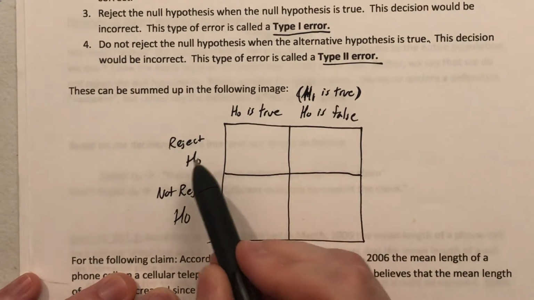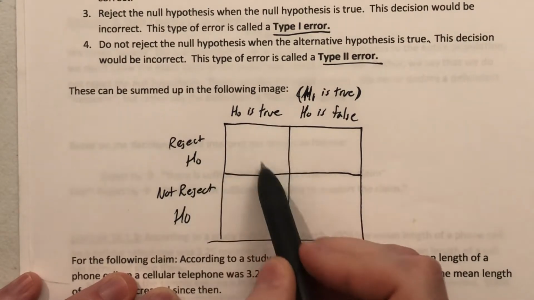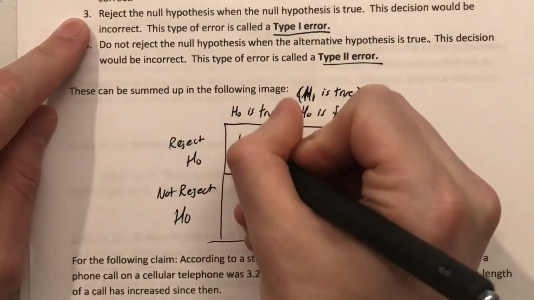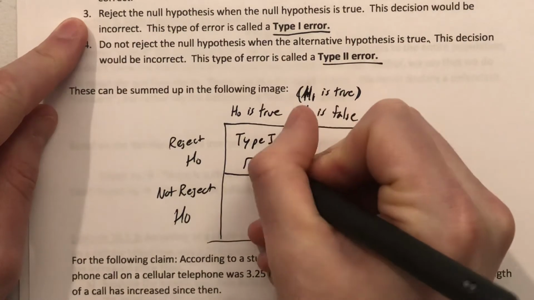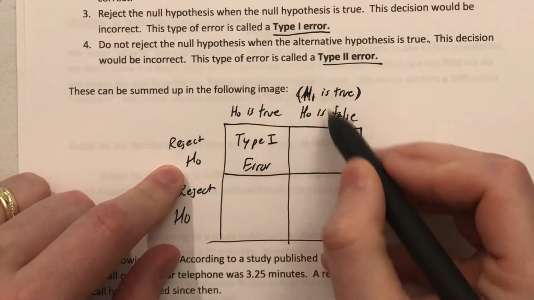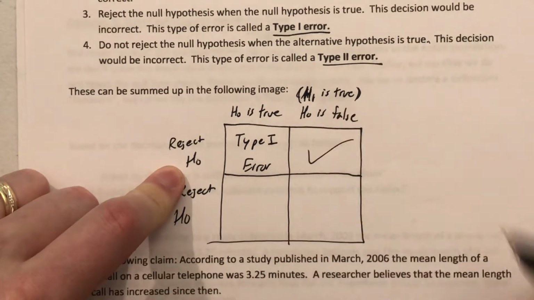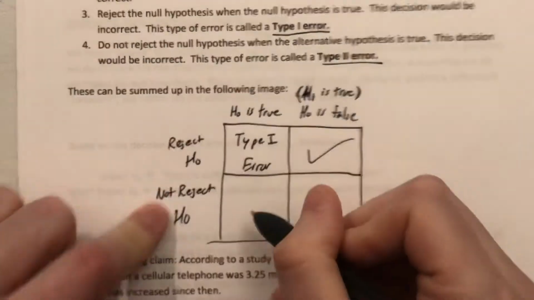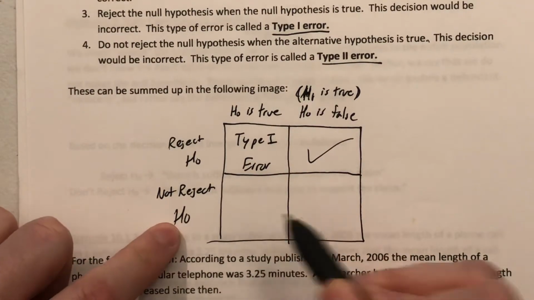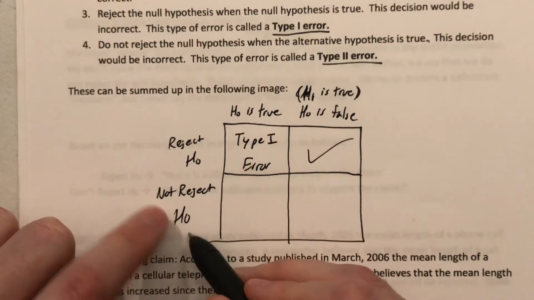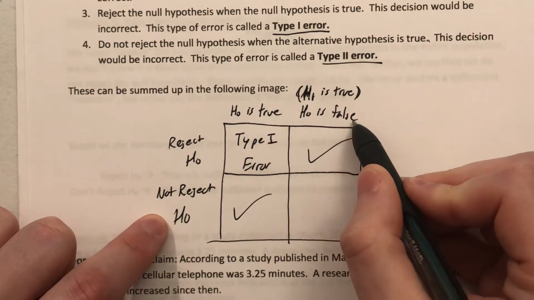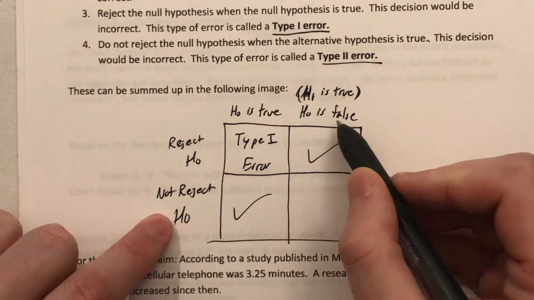So if you were to reject the null and it turns out to be true, that's like this third one up here, rejecting the null when it's actually correct. That is called, again, a type 1 error. We don't want to do that. But if you reject the null when it's actually a false statement, then you've done the right thing. Similarly, if you have a null hypothesis that's true and your test tells you to not reject it, well, good. We don't want to reject something that's true. That would be a good decision. But lastly, if the null hypothesis is false, but our test says, stick with it, don't reject it, we've made a mistake.